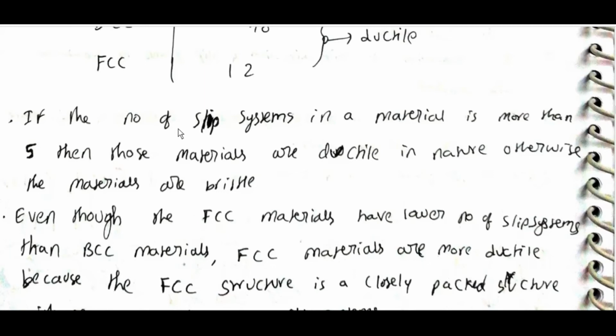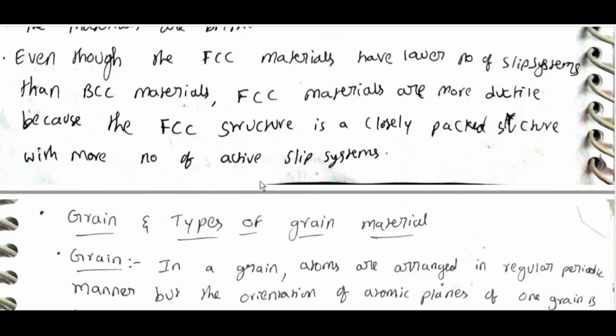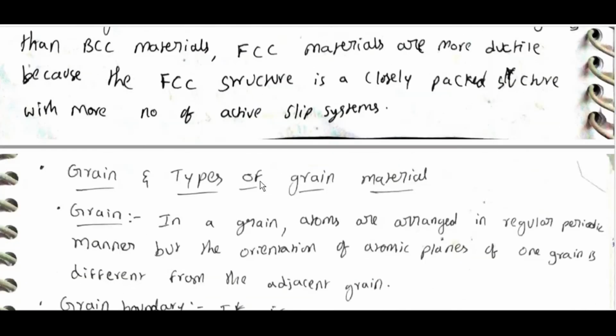Even though FCC materials have a lower number of slip systems than BCC materials, FCC are more ductile because FCC is a closely packed structure with more number of active slip systems. So FCC is more ductile.